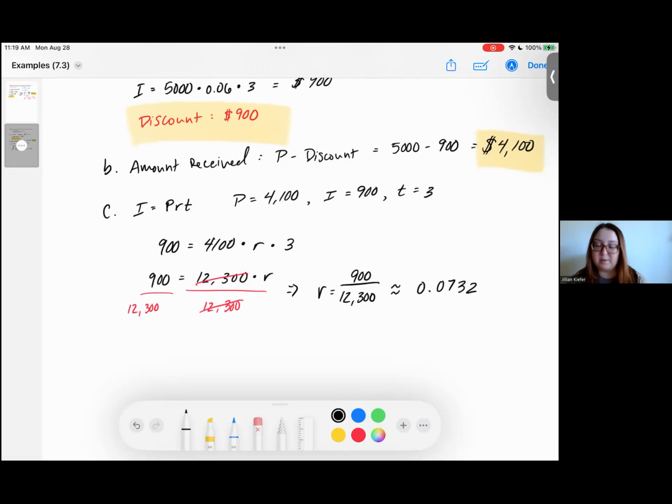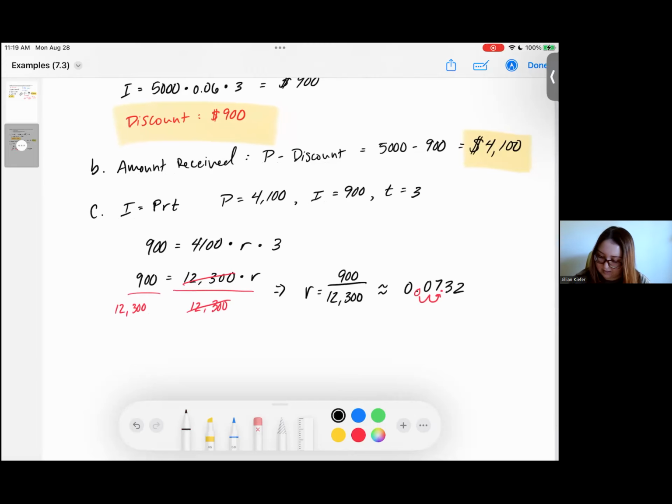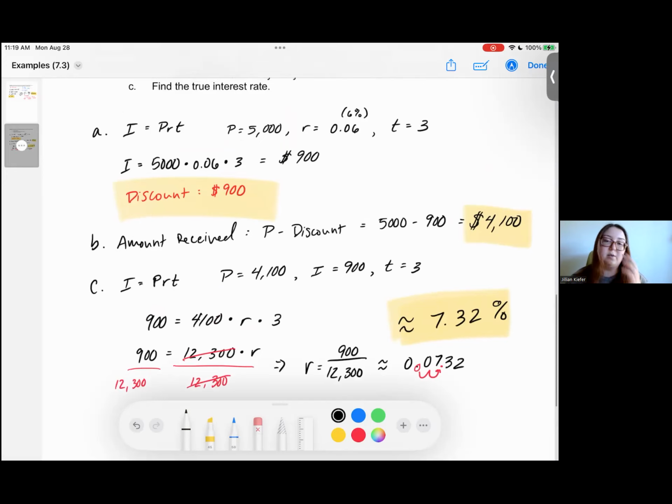When we calculate this out, it's about 0.0732. Now remember, we want percent, so we'll go ahead and grab that decimal point and move it 2 spots to the right. This really makes it about 7.32%. So using all the same values and everything, if we actually took out a loan for $4,100 and the simple interest should have been $900, the rate really was 7.32%, not the 6% that you were promised.